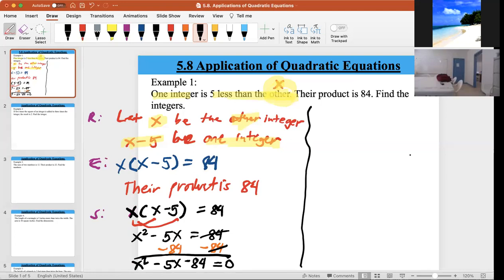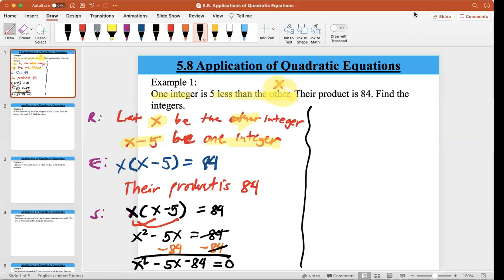So in that case, what are the factors of negative 84 whose sum is negative 5? Where did we get that? This is your negative 84 product, and the sum is negative 5, the coefficient of x. Since we are factoring a negative number, that means that the signs of our factors should be negative and positive. But what are these numbers? Negative and positive numbers whose sum is negative 5.